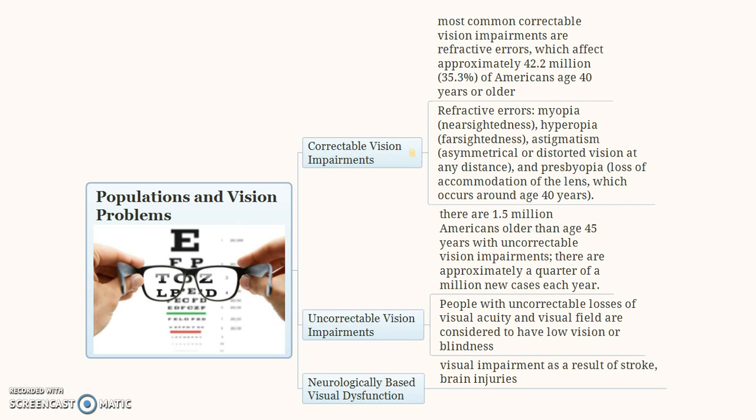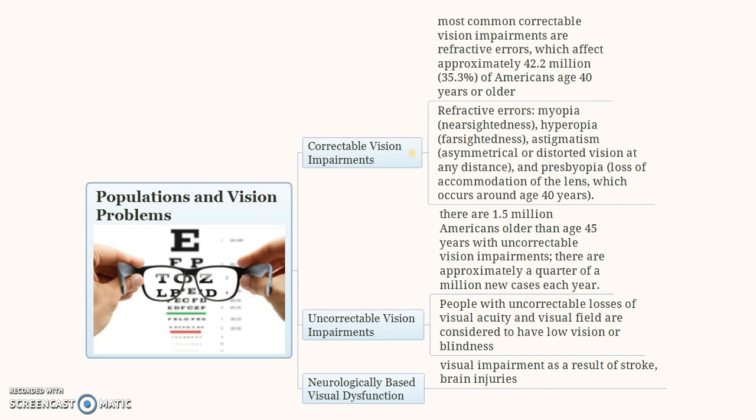Populations and vision problems. There are 3 of them. It could be categorized as correctable vision impairments, uncorrectable vision impairments, and neurological-based visual dysfunction. For correctable vision impairments, the most common include refractive errors, which affect approximately 42.2 million Americans aged 40 years or older. It includes myopia, nearsightedness, hyperopia, also known as farsightedness, astigmatism, and presbyopia, which is the loss of accommodation of the lens.